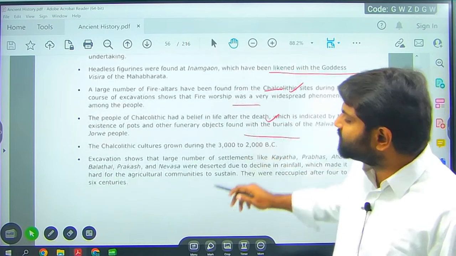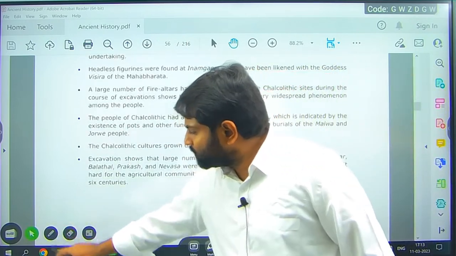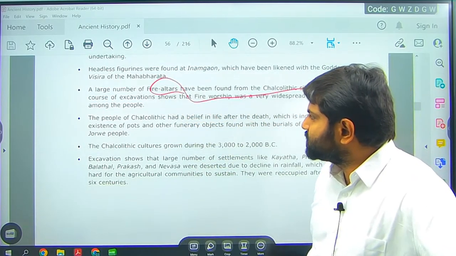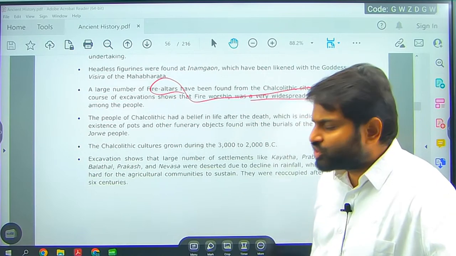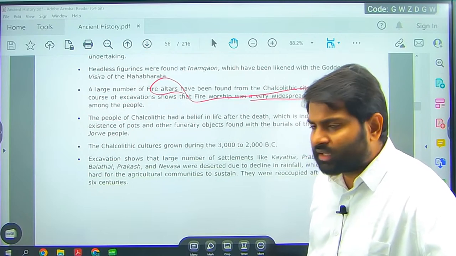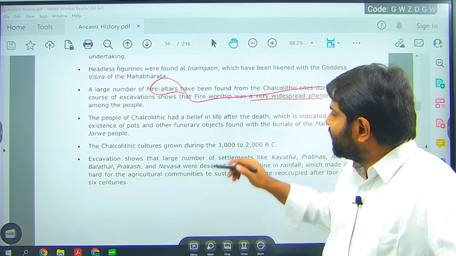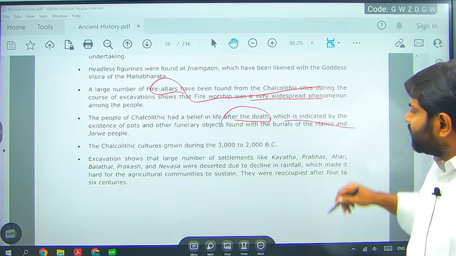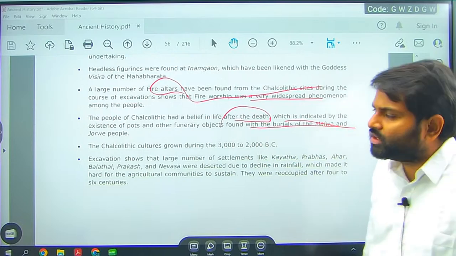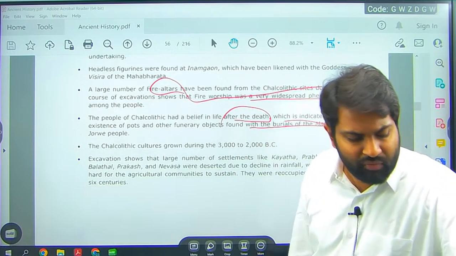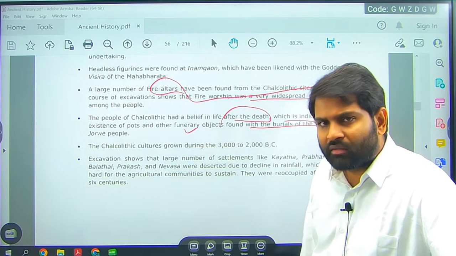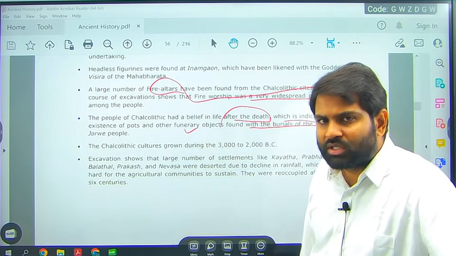Apart from that, you can see a large number of fire altars, they must have done different yajnas. Fire altars have been found at Chalcolithic sites during the course of excavations, which shows that fire worship was a widespread phenomenon. Fire worship is not only important to the Hindu religion but also to Parsi and other religions. The Chalcolithic people had a belief that life after death is there, reincarnation is there, rebirth is there. This is indicated by the existence of pots and other funerary objects found in the burials of Malwa and Jorve people. So when you dig out those burials, we can see those cultures clearly talking about rebirth, right? So these archaeological sources are talking to us.